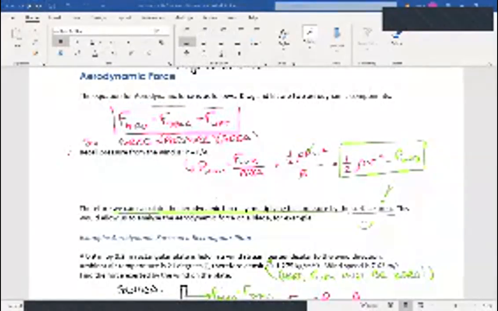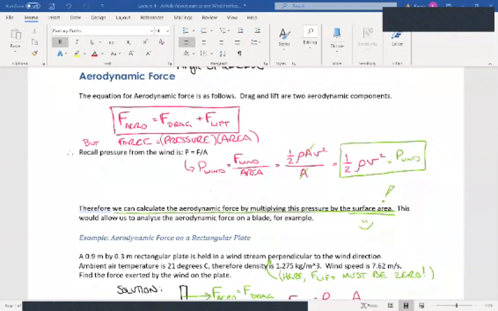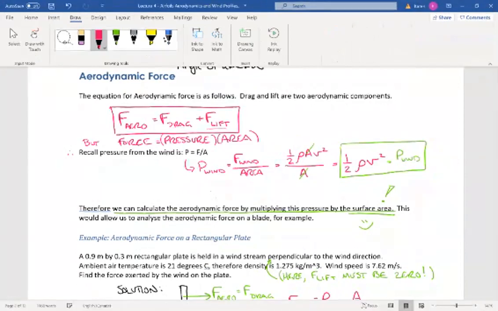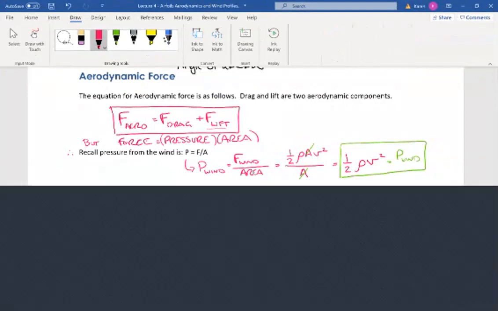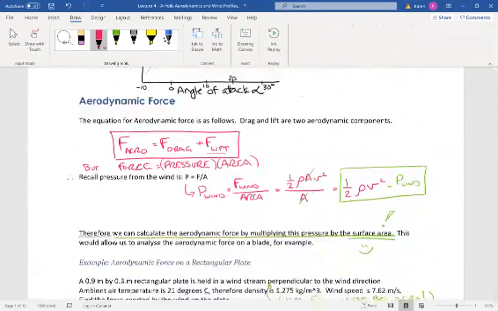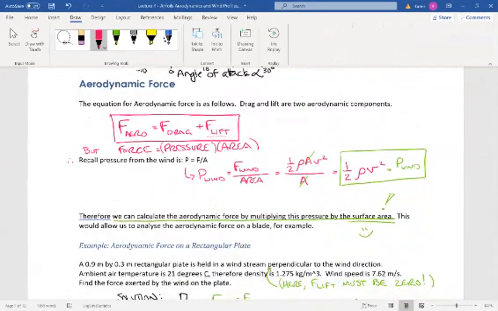So the equation for aerodynamic force is the drag force plus the lift force. So aerodynamic force is the sum of the two components of the force that are made in the x and the y direction. So aerodynamic force is just simply the drag force plus the lift force.